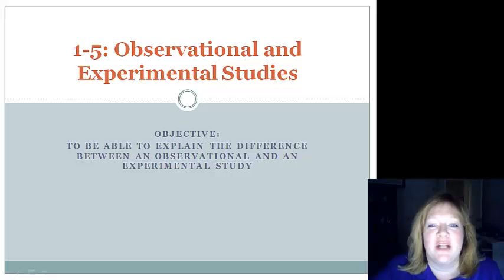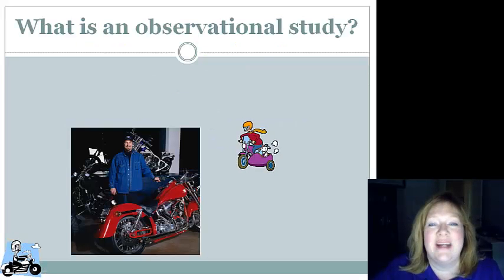So we're going to be talking today about observational and experimental studies. Now, yesterday we talked about different types of variables and categorizing them, and surveys and sampling. So let's talk about the two different studies. Our goal is that you will be able to explain the difference between experimental studies and observational studies. So let's get started. What is an observational study?